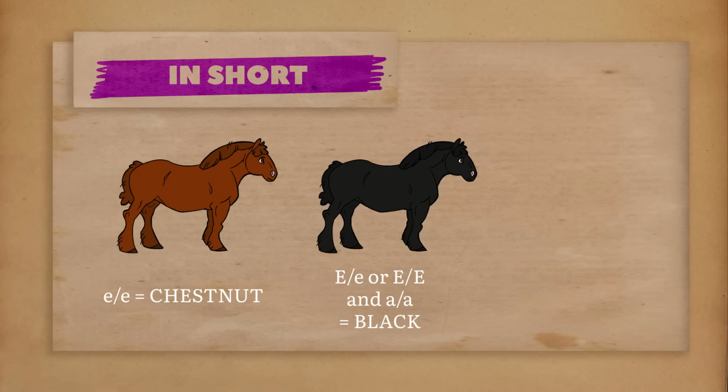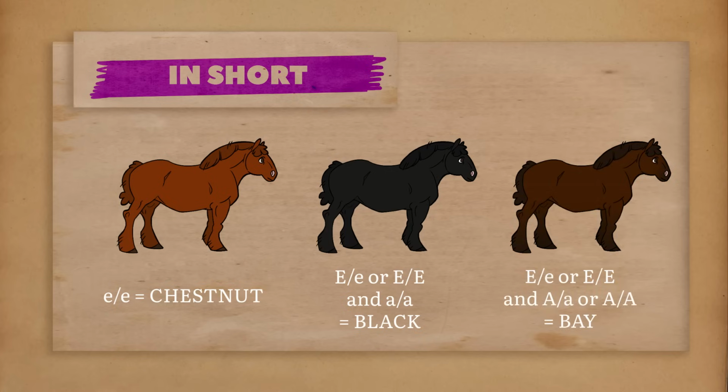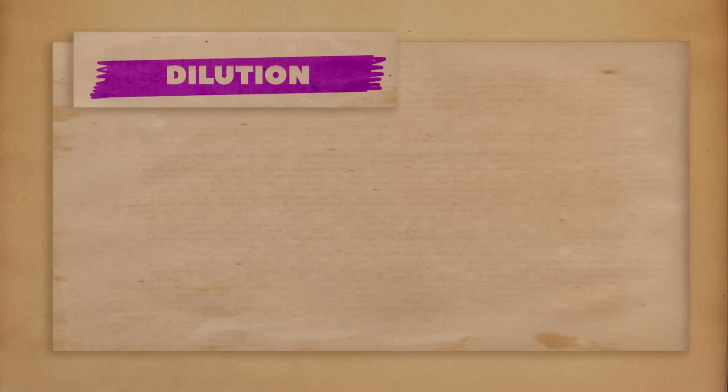Or if your horse has at least one capital E and at least one capital A, you get a bay horse. Now, it sounds a bit confusing, but don't you worry, it'll get clearer in a minute. So once a horse has its base color, other genes can change its appearance. It's like adding Photoshop filters.